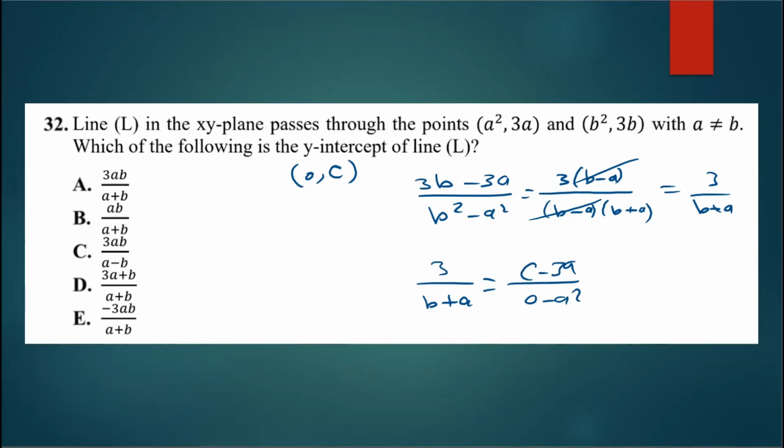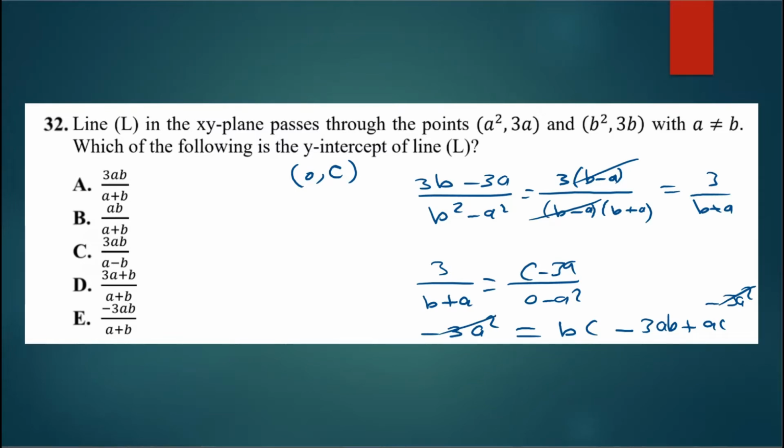Cross multiply that. I need to isolate C. So it will be negative 3a squared equals bc minus 3ab plus ac minus 3a squared. So this 3a squared is cancelled.